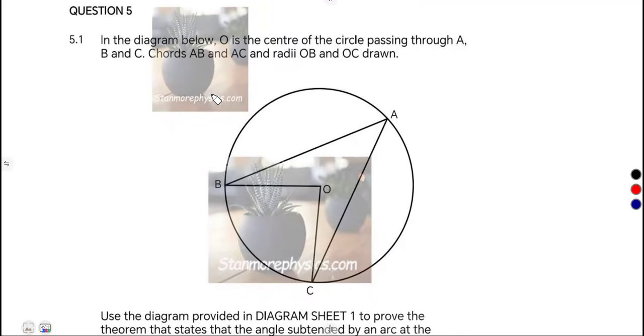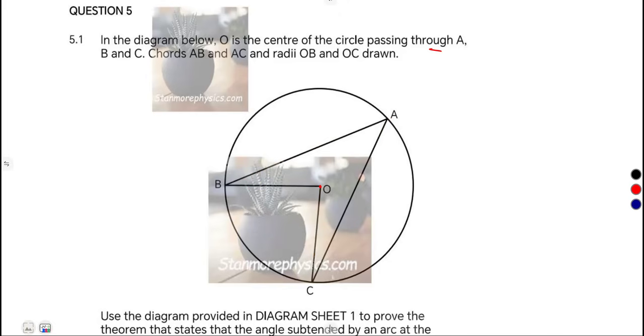In the diagram below, O is the center of the circle passing through A, B, and C. We are given the chords AB and AC, and the radii OB and OC.